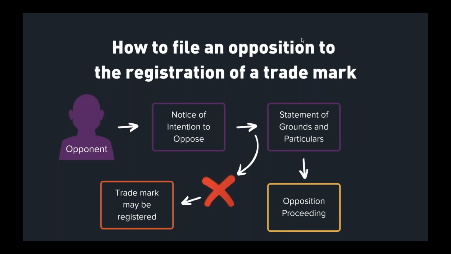Going back to the example, if Hannah files the notice of intention to oppose and then within 1 month of filing that, she files her statement of grounds and particulars, the opposition commences. If Hannah does not file the notice of intention to oppose and the statement of grounds and particulars, Matt's trademark may become registered.